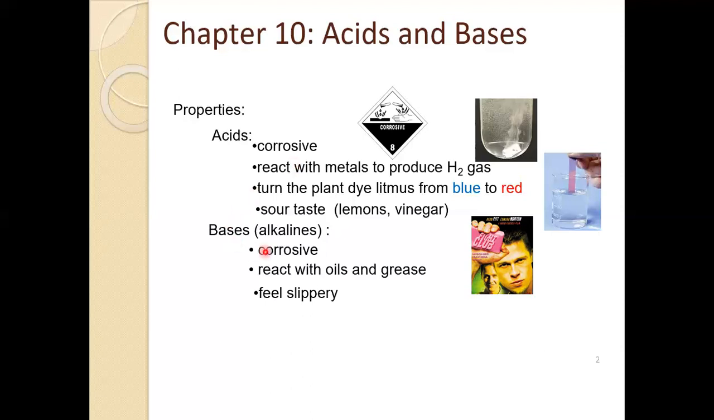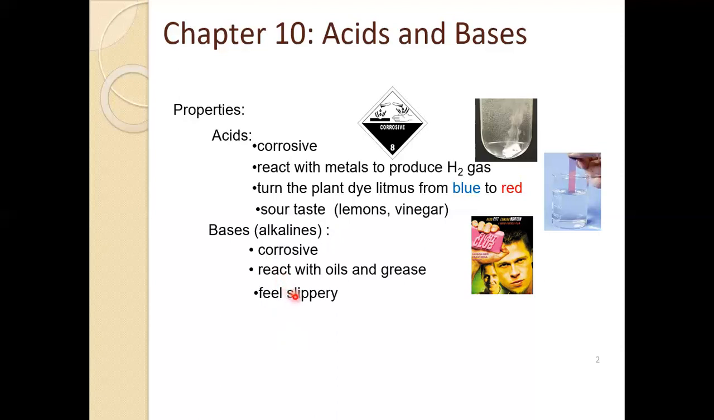With bases, though, you can get a base on your skin, and you may not know it for several hours. And in all that time, the base has been doing damage. Because your first indication that the base is on your skin may be that your skin feels slippery. It feels like you went to the restroom, washed your hands, but weren't able to fully rinse the soap off your hands.